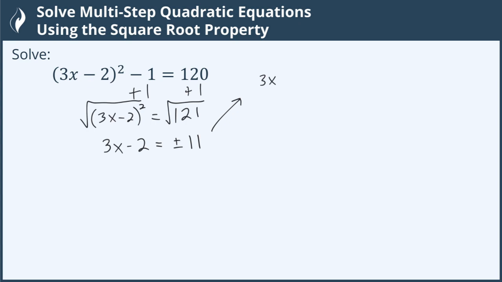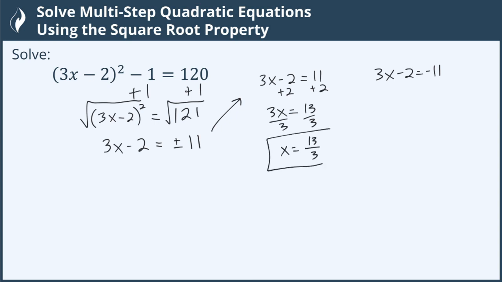We've got 3x minus 2 equals 11. And then we also have 3x minus 2 equals negative 11. So we have two equations that we now have to solve. So let's solve this first one. So we add 2 to both sides. So we get 3x equals 13. And divide both sides by 3. So we get x equals 13 thirds.